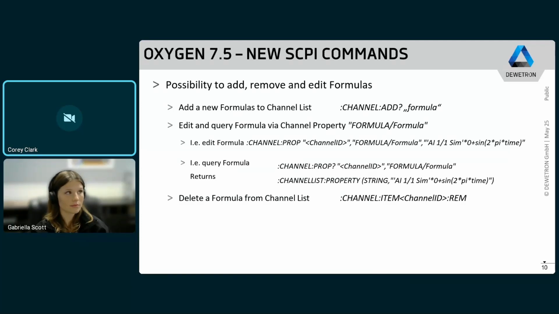But some of the features for SCPI that we've added within Oxygen 7.5 revolve around the use of formulas. Before, we didn't have access via SCPI to the formula section of the software, but that's now been added. So within the software, you can send a command to add new formulas to your channel list. There's a command to query the formulas that you've created or that exist already within the channel list. And then you have the ability to edit them. So if there's a mistake, you can make some changes. And then if there's something that's left over you don't need anymore, of course, we have a SCPI delete command in there as well. So it's just some more features added over time via SCPI.